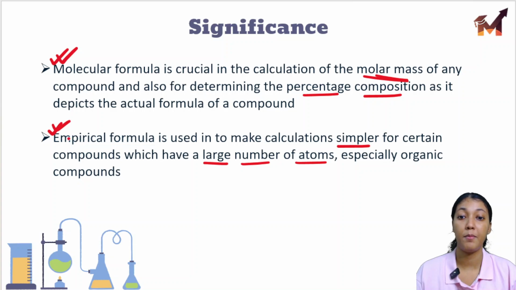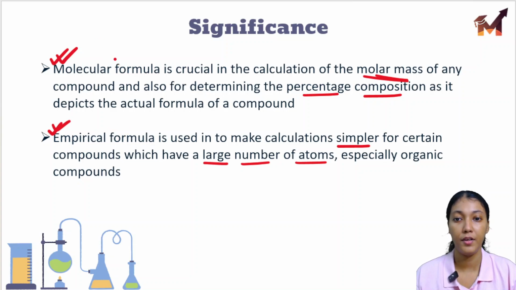But if we know the empirical formula, the simple ratio, it will make our calculation much easy. We will just calculate using the empirical formula and then we will just multiply the common ratio. So empirical formula is used to make calculations easy for big compounds like organic compounds. Compounds which have a large number of atoms, जिसमें बहुत सारे atoms होते हैं, they make the calculations difficult. So to make them easy, we need the empirical formula.